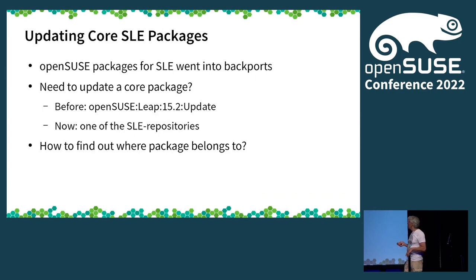So, up to now, it was quite easy. Before that, we said, okay, I have an update for an openSUSE core package. I just submit it as a maintenance request to the update repository. And now we have to find out, where is the package coming from? Is it an openSUSE package or is it a SLE package? And if it is a SLE package, to which of the repositories that we've seen before do we have to submit it?